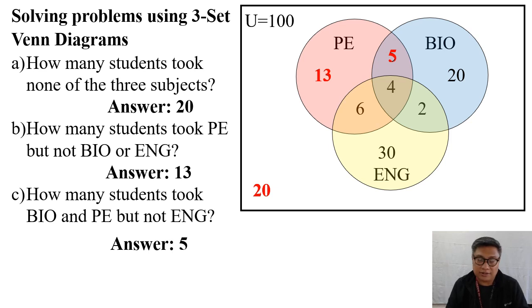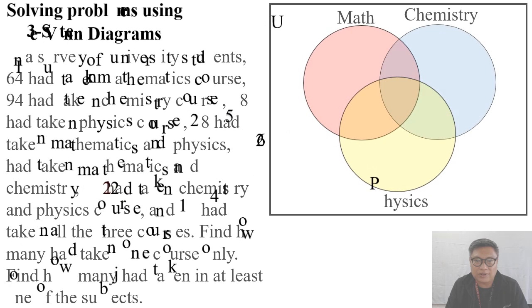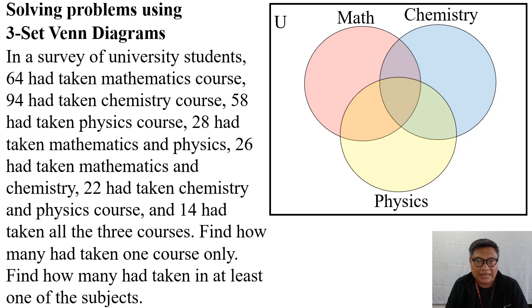So the other Venn diagram example is this one. So sometimes, class, you have this kind of problem where the digits or the numbers are part of the statements. So sometimes you really have to look for the details.